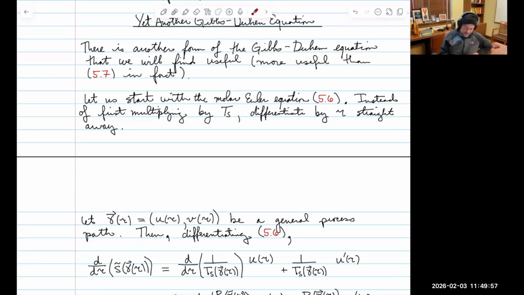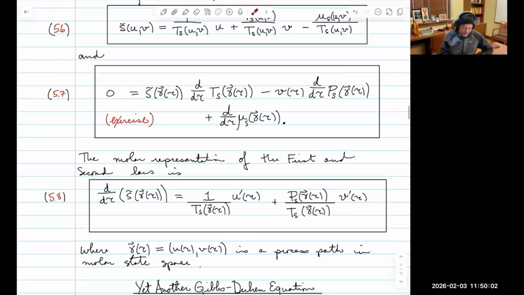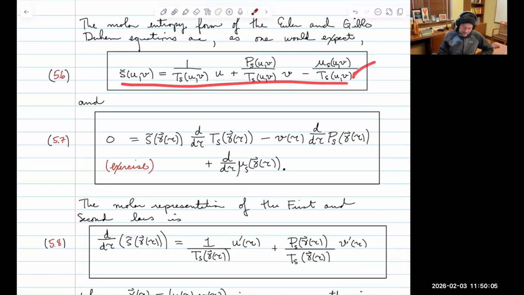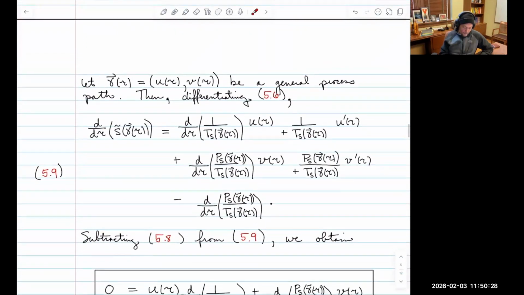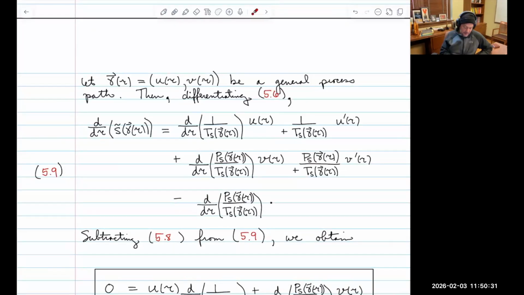The way we're going to do this is we're going to start with, again, the molar version of the Euler equation, 5.6. This is still correct. Actually, this equation here is still correct. This one's still correct. They're all correct. They're all fine. It's just this one is not so useful to us. It's correct, but not useful. Start with this molar version of the Euler equation, and you do like you usually do. You're going to substitute in a process path for all these variables. Start with 5.6, substitute in the process path, and then take the tau derivative.